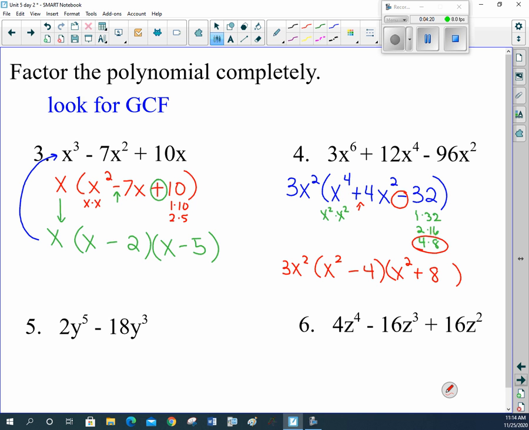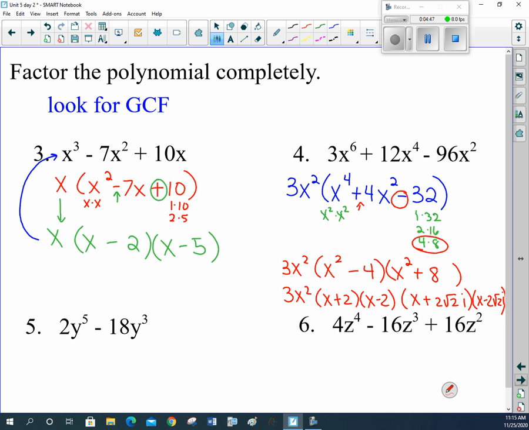X squared minus 4 is the difference of perfect squares, so that's going to factor to x plus 2 and x minus 2. And x squared plus 8 is the sum of squares. So that's the one that factors with the i. So x plus 2 root 2i. I ran out of room. And x minus 2 root 2i.